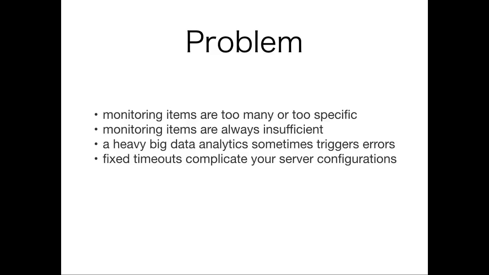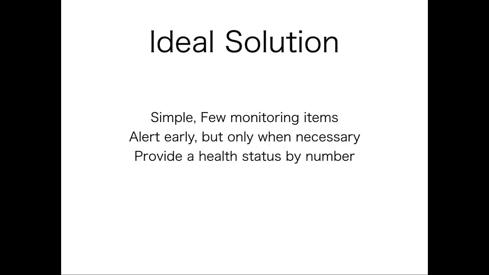Suppose you have multiple servers across data centers, then a server in a remote data center should have longer latencies than a node in a local data center. So that's how you have to fix various timeouts based on their locations. And here's an ideal solution. Simple and few monitoring items, alerting only when necessary, and providing a health status by number. So let's see if my Cloud Sonar could be an ideal solution.